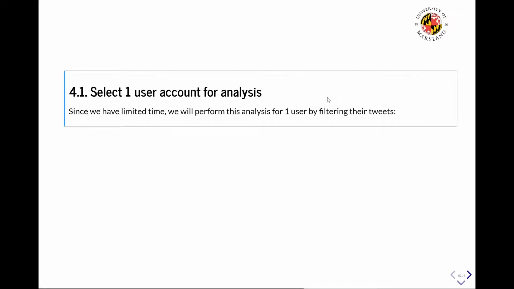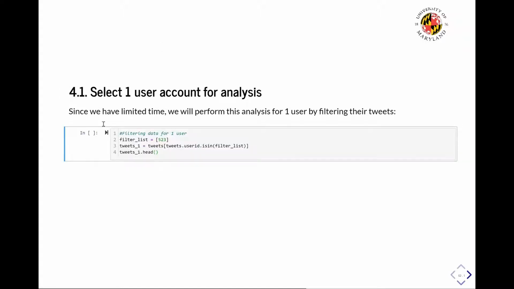Since we don't want to increase the complexity of the code or the execution time to get the results, we will further be filtering our dataset to just one user. This user has been randomly selected. This user's user ID is 523, and we'll just filter out the tweets of this particular user from the tweets dataset and save it into the tweets_1 dataset.